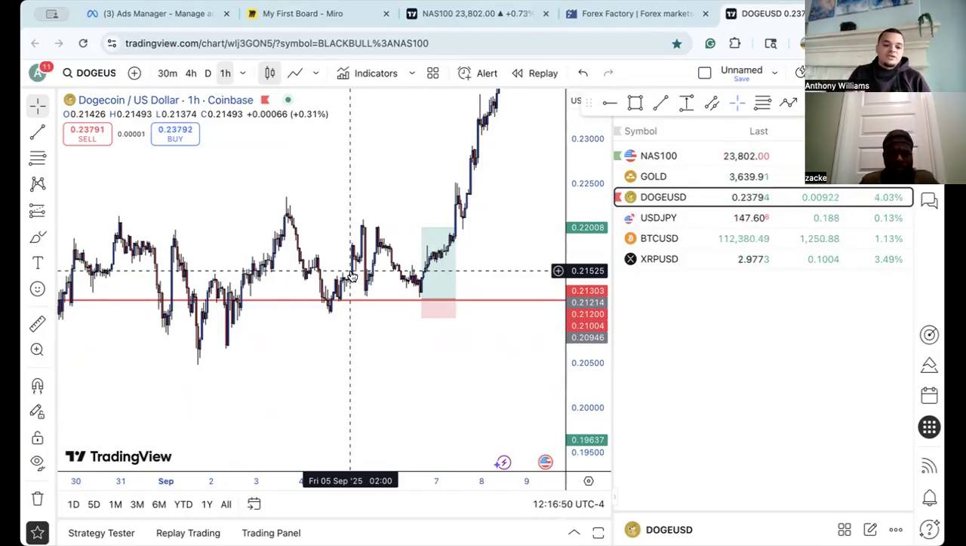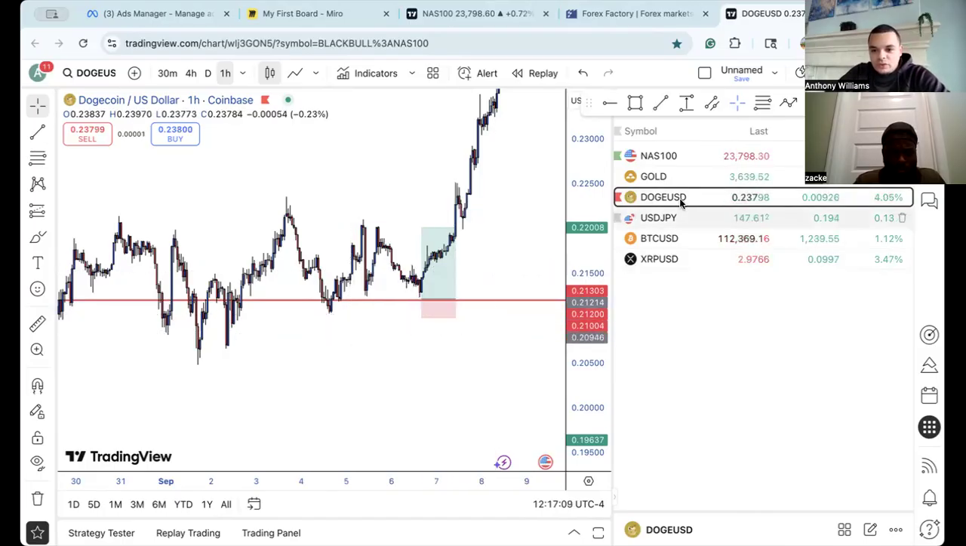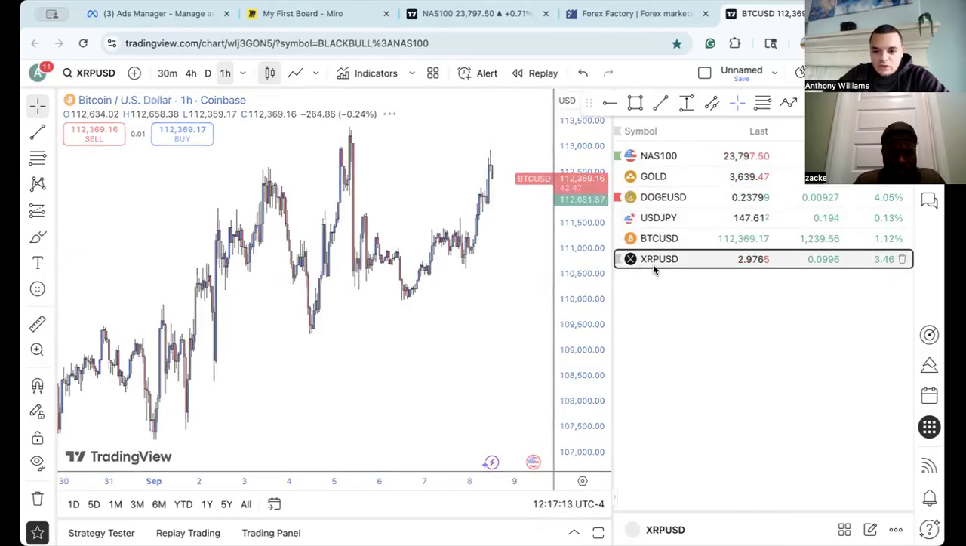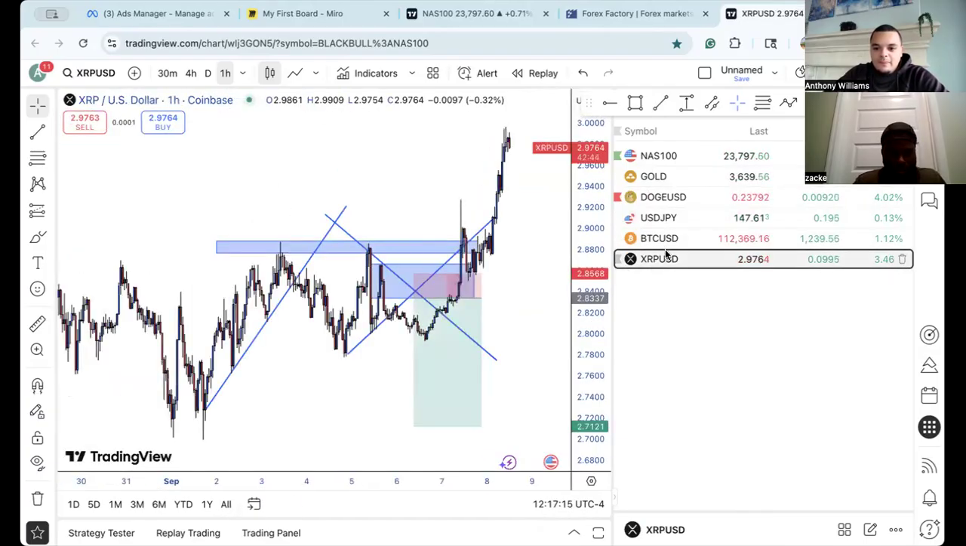When people start coming to you asking, "Hey, how do you trade?", you don't have to ask them, "Do you trade this? Do you trade that?" Everybody comes to the charts. That's where the price action is. It's all the same thing. As you see, Dogecoin. This is Bitcoin, so you can trade Bitcoin, XRP if you're into that.